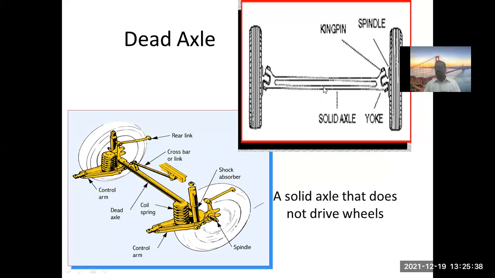Now what is the difference between a dead axle and a live axle? A dead axle is that axle which is not transmitting any power or torque through it to the wheels.